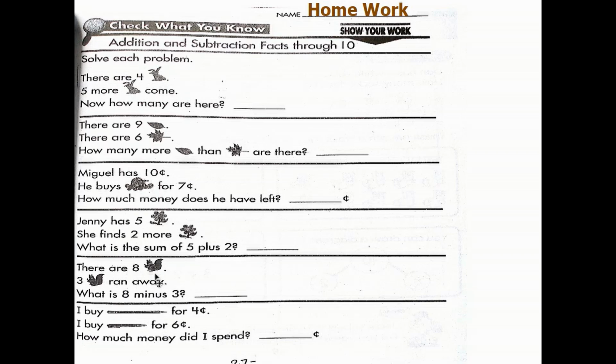There are 8 animals here, and 3 run away. What is 8 minus 3? Subtraction problem. I buy a pencil for 4 cents. I buy a pen for 6. How much money did I spend? Dash cents. So these are the homeworks.